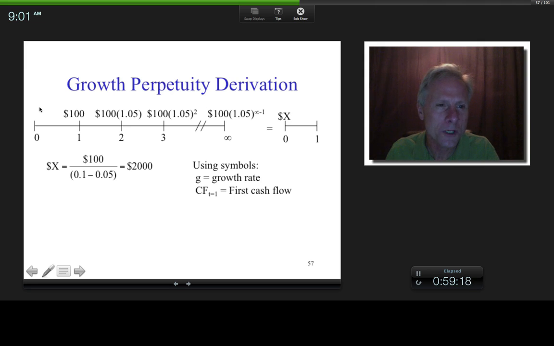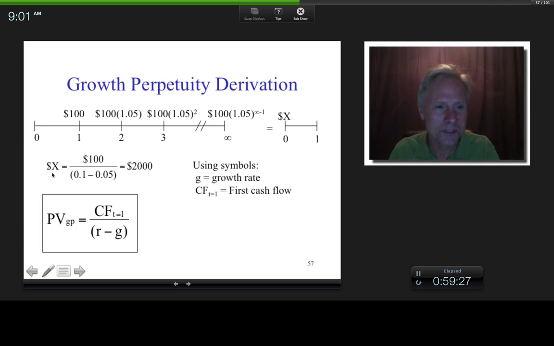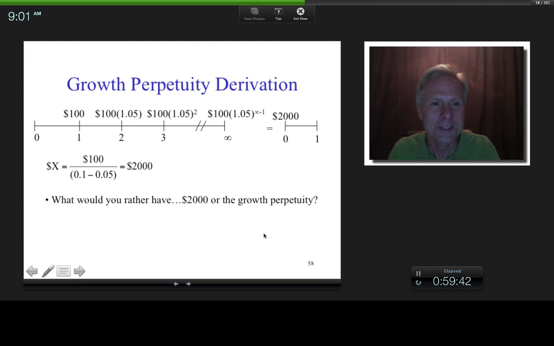And why is it one period earlier? Well, what did we do originally with all of these cash flows when we derived this? We brought them all back to time 0, right? And so basically, using symbols, the cash flow one period later, if the solution is one period earlier, and then the discount or the interest rate minus G, and that's the equation for a growth perpetuity. So question for you, what would you rather have? All of these cash flows going on forever, or $2,000 at time 0?